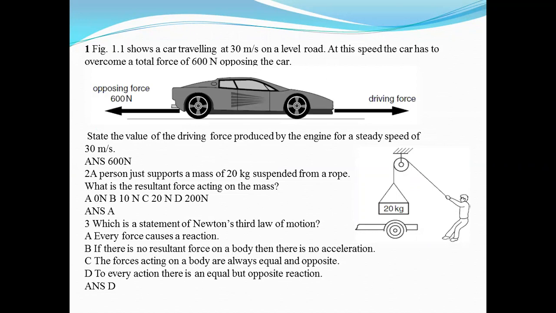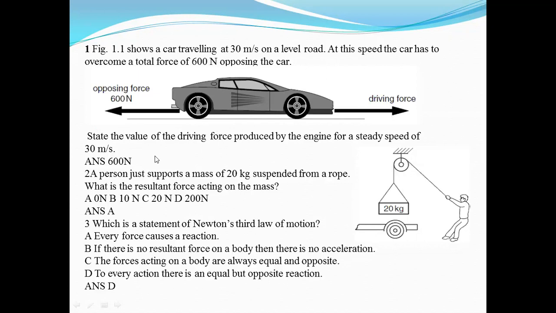The figure shows a car traveling at 30 meters per second on a level road. At this speed, the car has to overcome a total force of 600 Newton opposing the car. You can see over here, one is the driving force acting towards the right, the other is the opposing force acting towards the left. State the value of the driving force produced by the engine for a steady speed of 30 meters per second. When speed is constant, balanced forces are acting on the body.